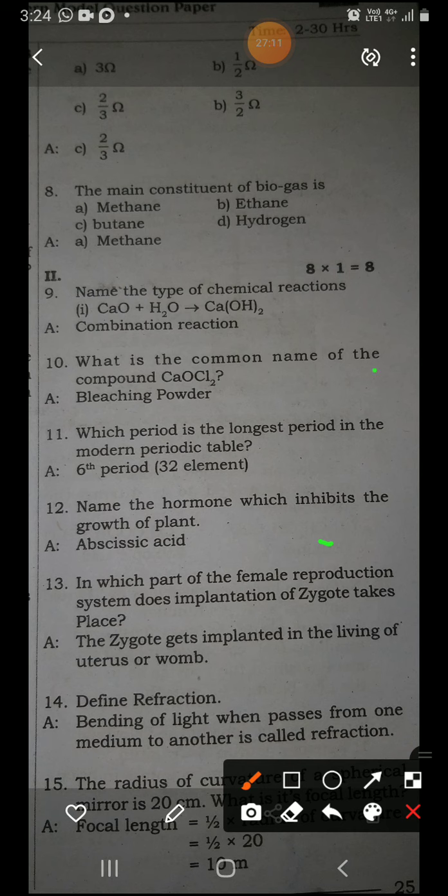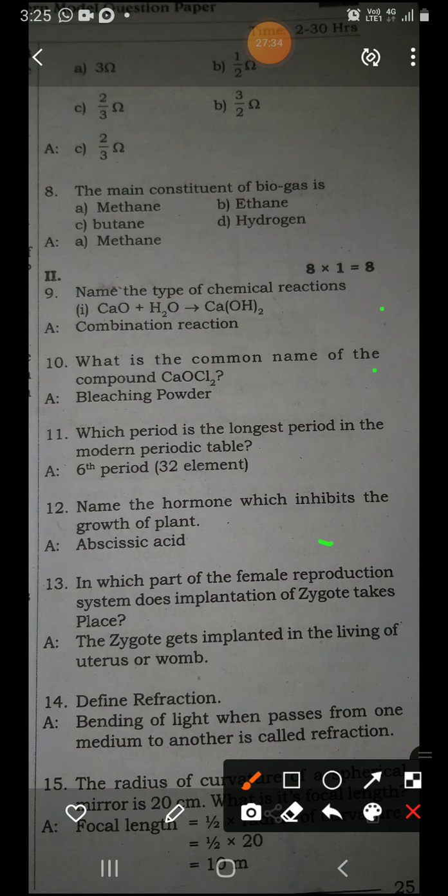Got it? So children, 8 questions we have discussed just now, and let's try to see the second part of it, that is the 1 mark questions. So 3 questions we shall discuss today, as it's already time. In the next class we shall discuss another 3 questions. So first question is, name the type of chemical reactions.